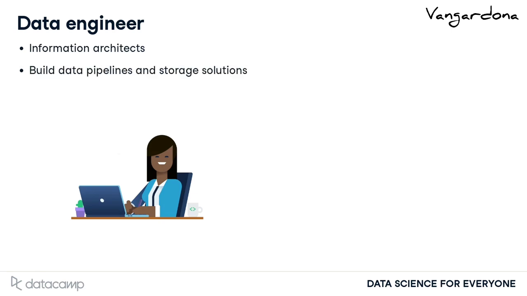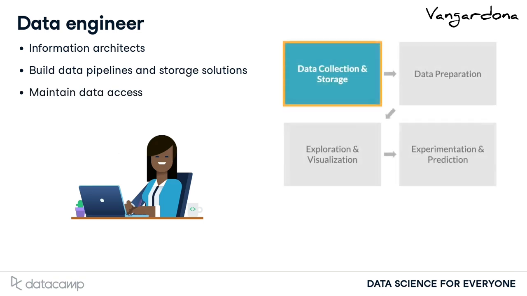Data engineers control the flow of data. They build custom data pipelines and storage systems. They design infrastructure so that data is not only collected, but easy to obtain and process. Within the data science workflow, they focus on the first stage, data collection and storage.